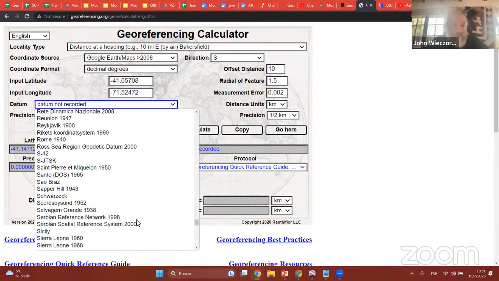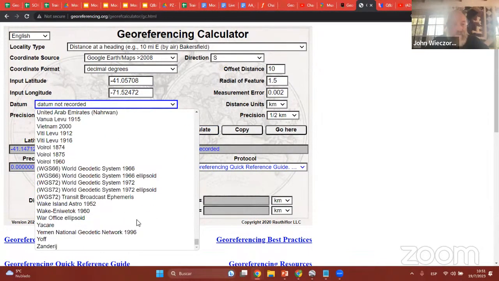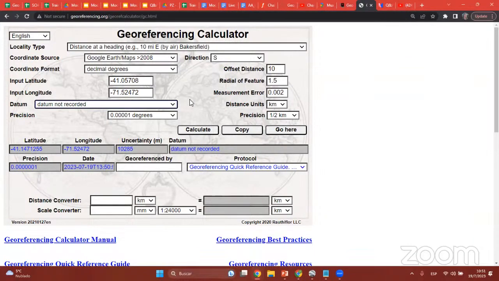Paula's scrolling through the list of datums. It's very, very large. Does that answer that question? Yes, thank you. Welcome.